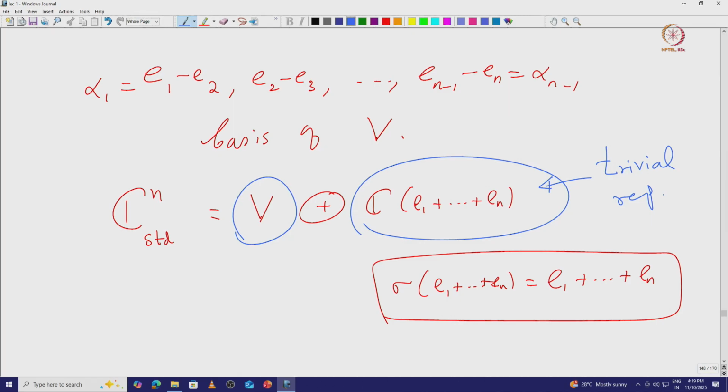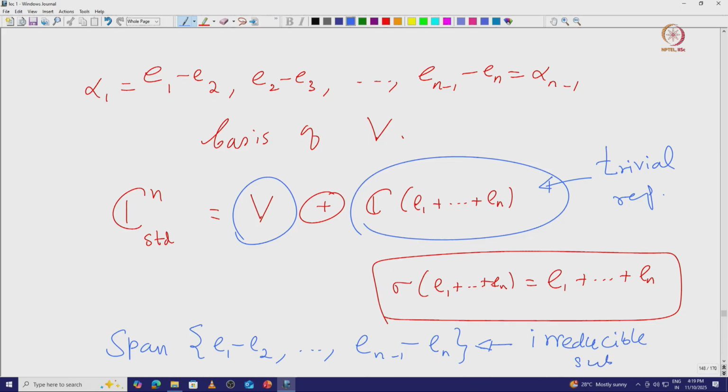So, one will be able to actually prove that this is indeed an irreducible Sn representation. So, this V, which is the subspace of Cn of vectors orthogonal to E1 plus etc. plus En, is the span of E1 minus E2 etc. En minus 1 minus En. So, this is indeed an irreducible subrepresentation of Cn standard. Maybe I will leave this as an exercise.